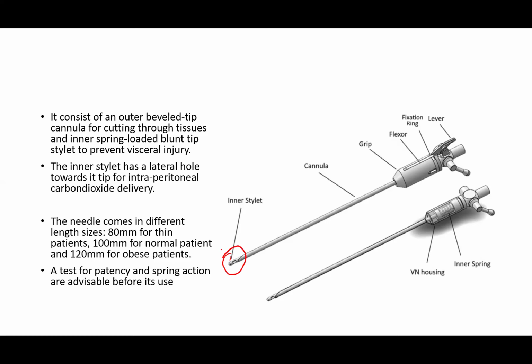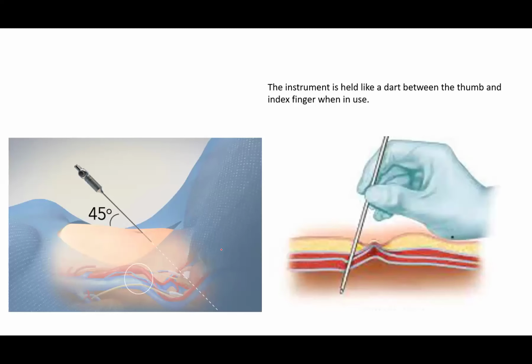The needle comes in different lengths and sizes: 80 millimeters for teen patients, 100 millimeters for normal patients, and 120 millimeters for obese patients. A test for patency and spring action is advisable before using it. Now, you must ensure that this is patent before introducing it, and you also confirm the presence of the needle in the peritoneal cavity before insufflating carbon dioxide. We are going to demonstrate how to confirm that.